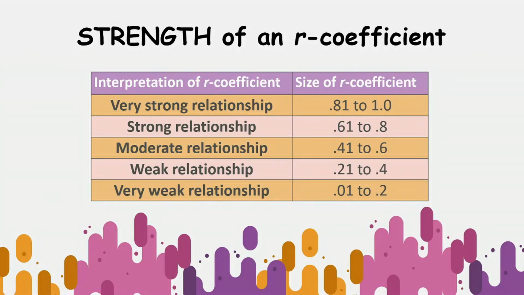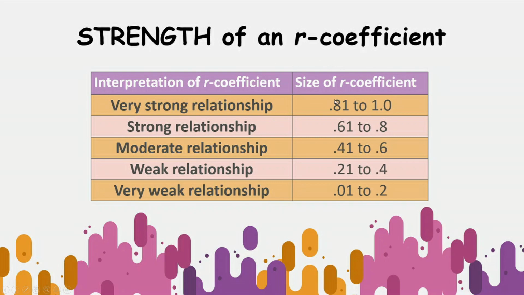And let's break down the strengths. The strength of the R coefficient: 0.01 to 0.2, that would be a very weak relationship. Then we have a weak relationship from 0.21 to 0.4. We have a moderate relationship from 0.41 to 0.6. We have a strong relationship from 0.6 to 0.8. And we have a very strong relationship from 0.8 to 1. So this is what we learned from our R coefficient.